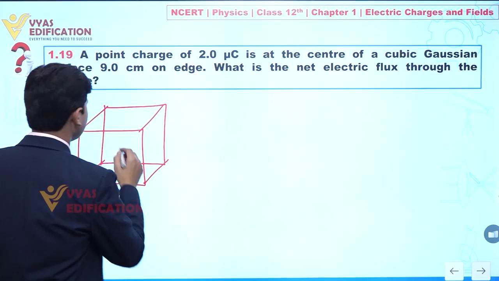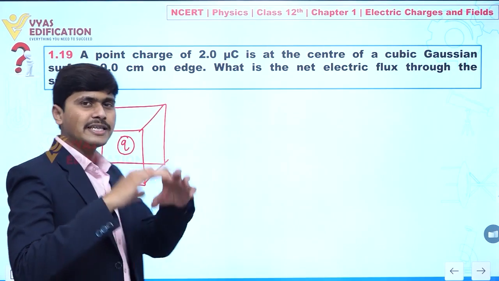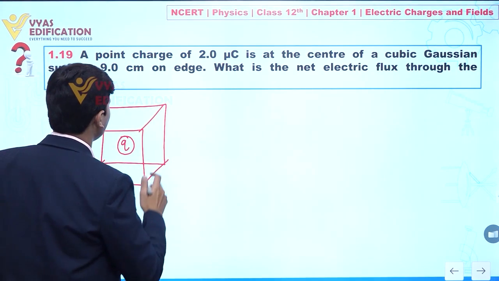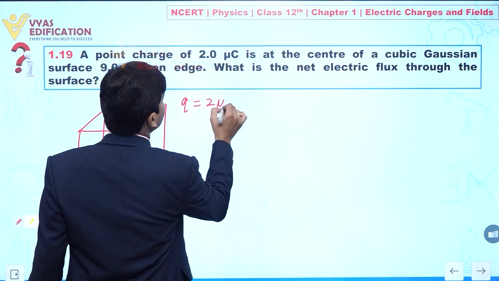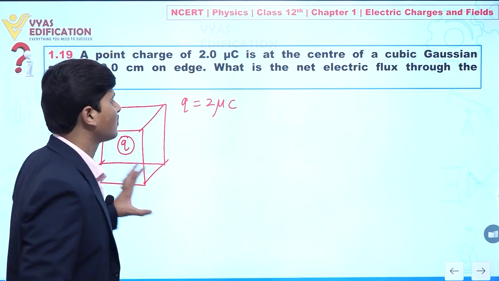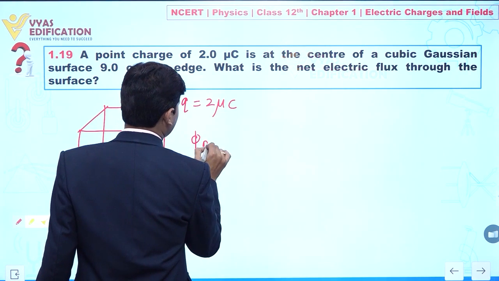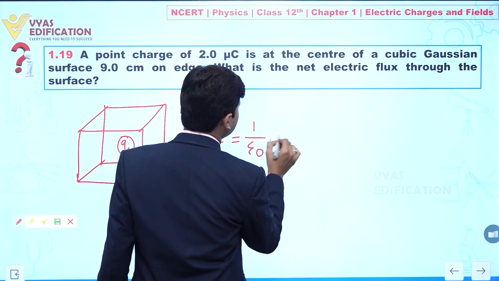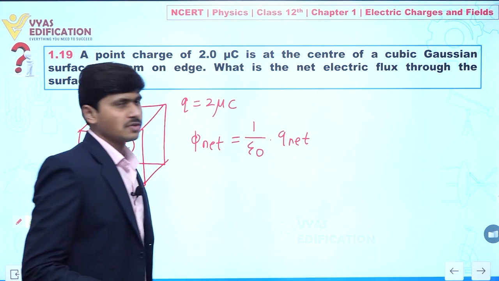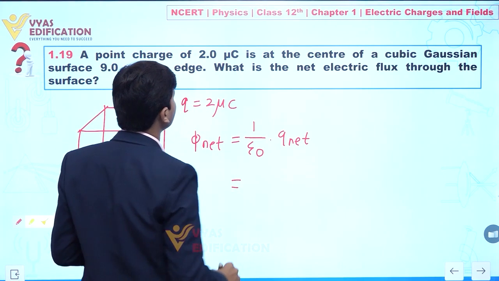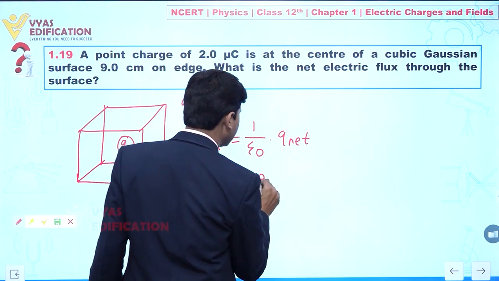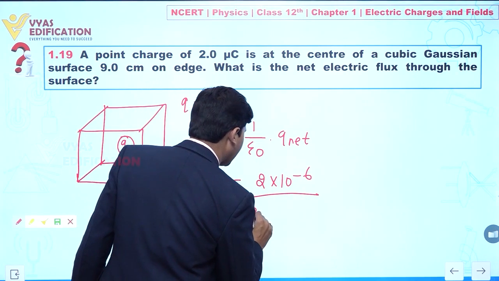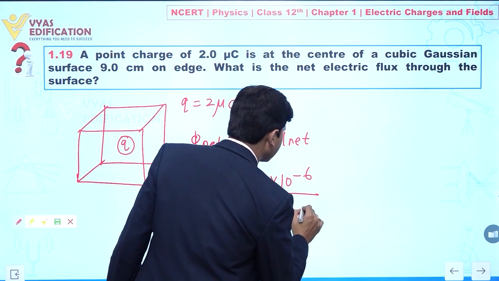Let's suppose we place a charge q, that is at the center of a cube. Now side is also given to you. Value of q, this is given to you 2 microcoulomb. Our objective here in this question is to calculate net flux. So phi net, according to Gauss law, we can write like this: this is 1 by epsilon naught times of q net. Clear? So we can say q net, value of q, this is given 2 into 10 to the power minus 6. Clear? Value of epsilon naught, we know 8.85 into 10 to the power minus 12.